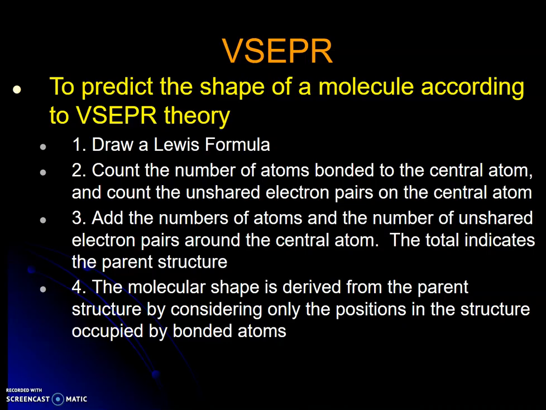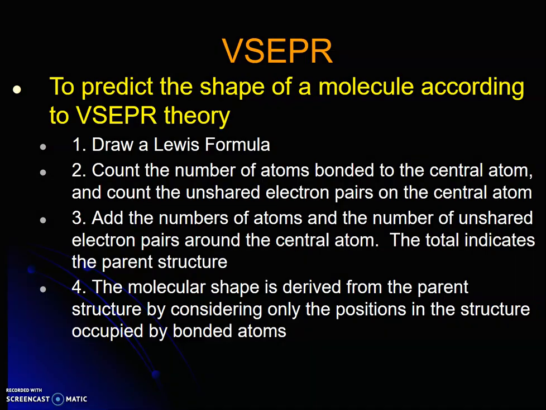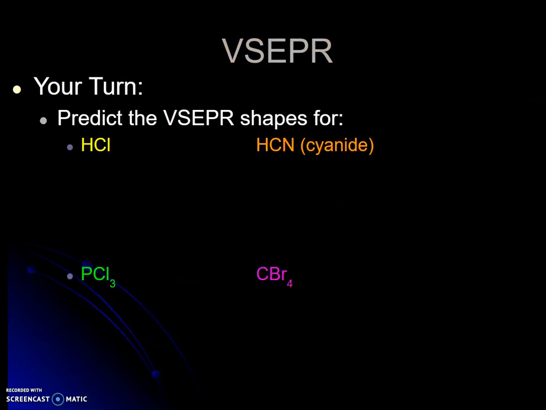So, what we do with our VSEPR theory in order to accurately predict the shape of these molecules is draw the Lewis dot structure. You're going to count the number of atoms around the central atom and how many pairs of unshared electrons they have, and then figure out what the steric number is, and then the shape is derived from that exact steric number. So you'll be referring back to that. Let's take a look at the VSEPR shapes for these molecules.